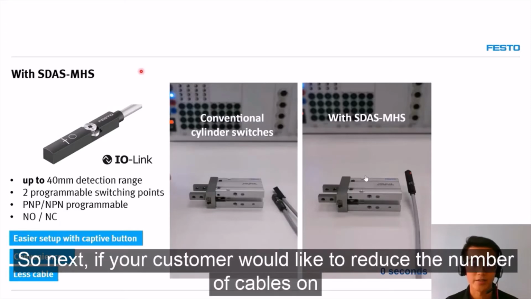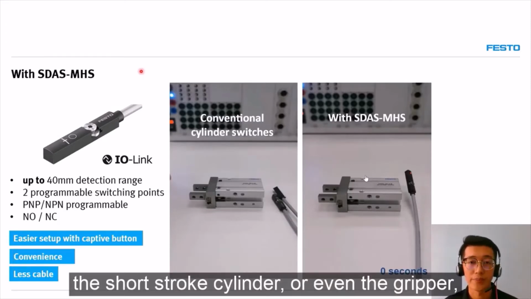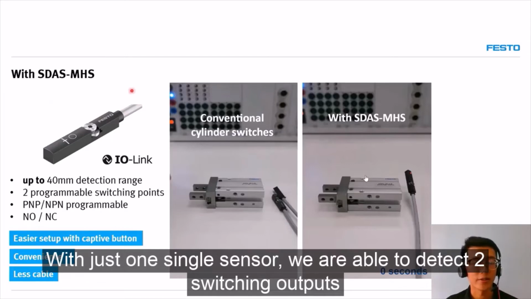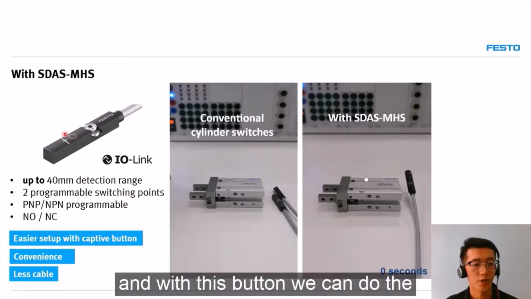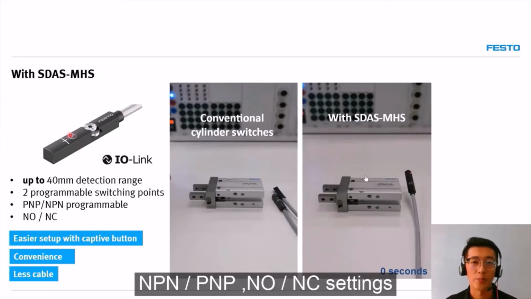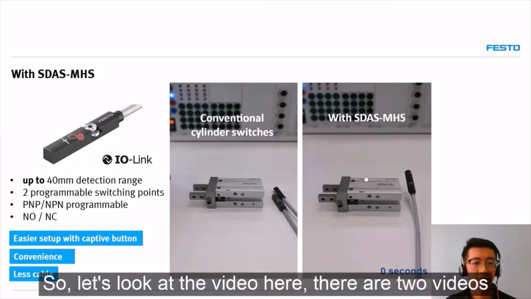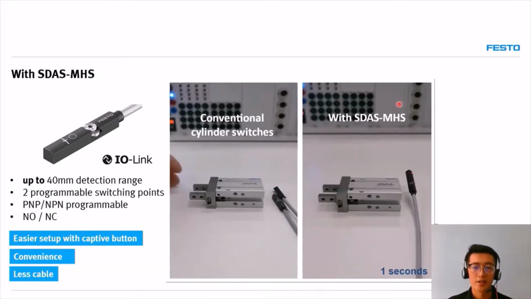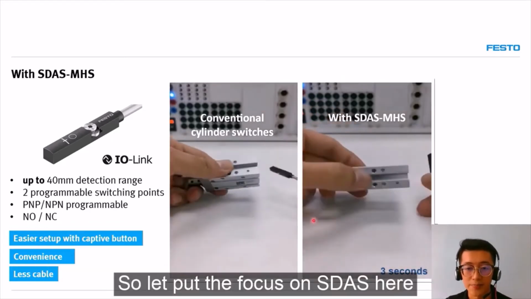Next, if your customer would like to reduce the number of cables on the short stroke cylinder or even a gripper, then you can use our SDAS-MHS here. With just one single sensor, we are able to detect two switching outputs, and with this button, we can do the NPN, PNP, normally open and normally closed settings. Let's look at the video here. There are two videos, the conventional cylinder switch installation versus the SDAS-MHS. Let's put the focus on the SDAS here.